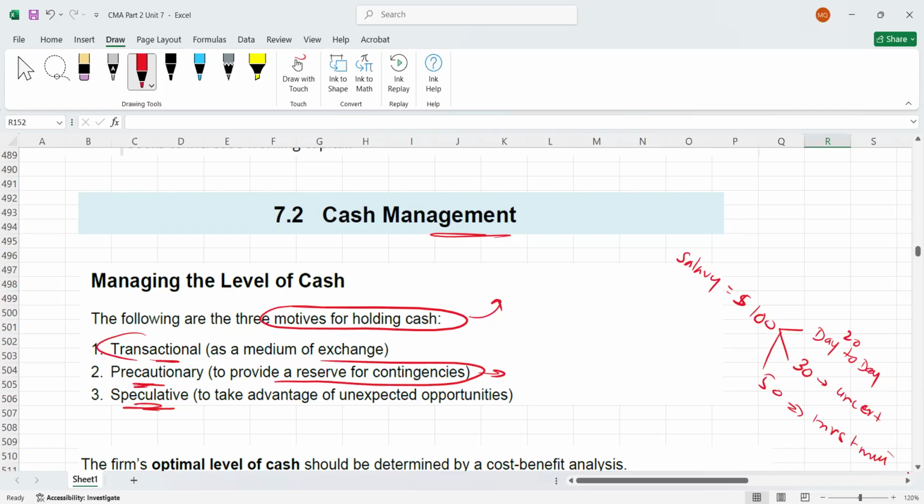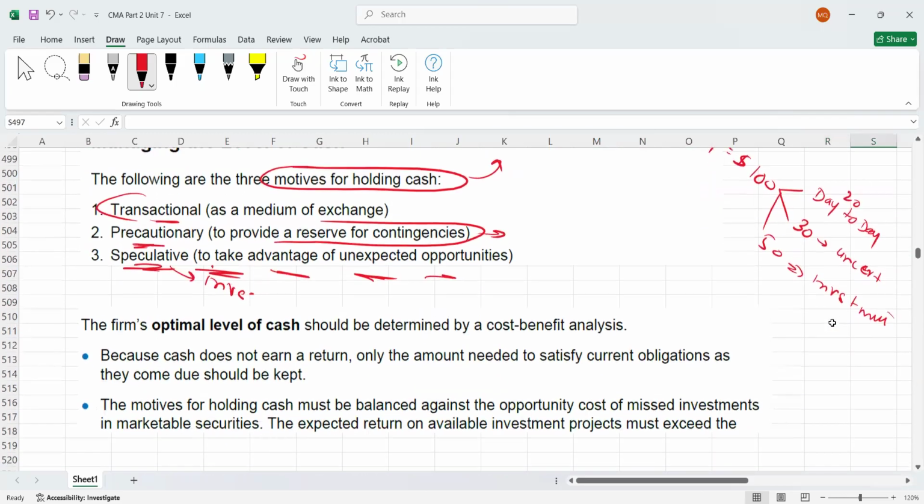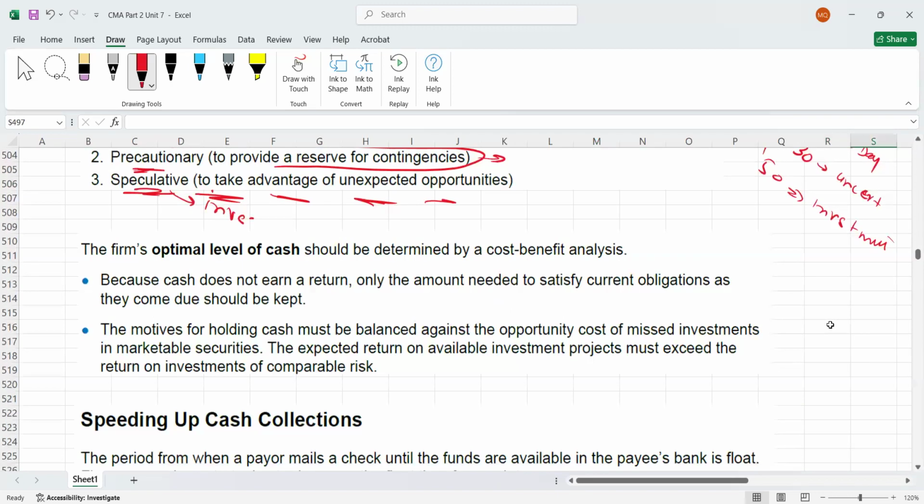Some cash they definitely keep for speculative purposes, meaning for investment, to take advantage of unexpected opportunities, like investment opportunities, okay. So these are the three motives of cash holding. I don't think it is tough. So now here again, the question is, what should be the optimal level of cash? Like how much cash we should keep with the company?